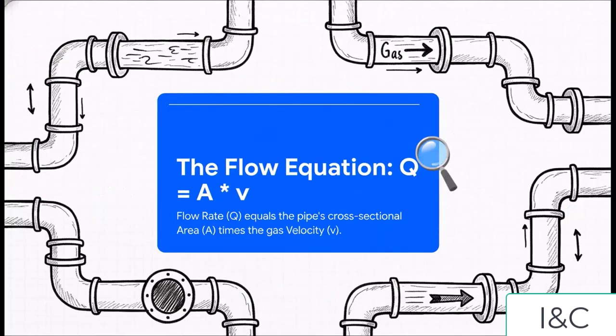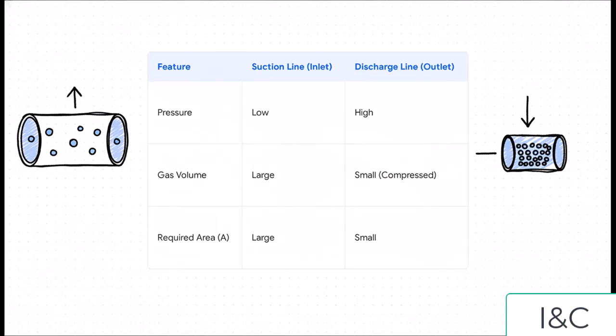And that reason comes down to this fundamental formula. Q equals A times V. All this means is that the flow rate of the gas, Q, is equal to the cross-sectional area of the pipe, how fat it is, multiplied by the velocity of the gas moving through it. And this table just shows you exactly how it works. On the suction side, you've got low pressure, so the gas takes up a really big volume. To move that big volume without the gas velocity getting crazy high, you need a big pipe area. Simple. But then, on the discharge side, the gas is super compressed. It takes up way less volume. So you can use a smaller pipe area and keep the velocity in a safe range. It's just simple physics, made visible right there on the diagram.